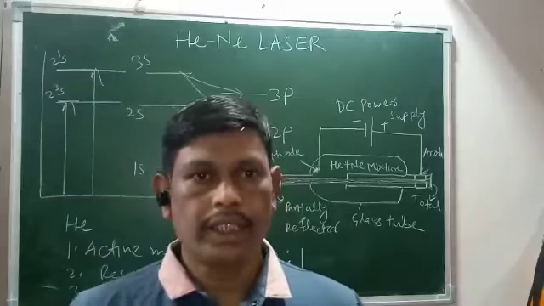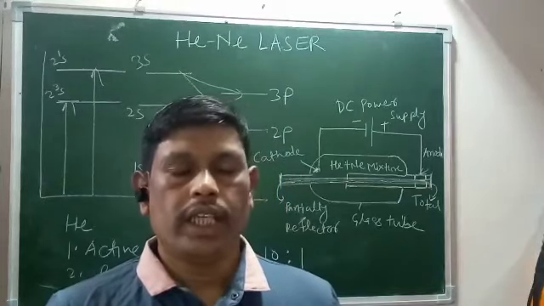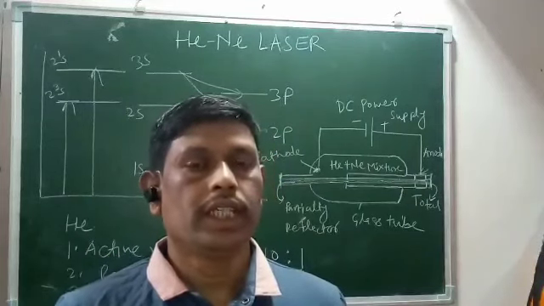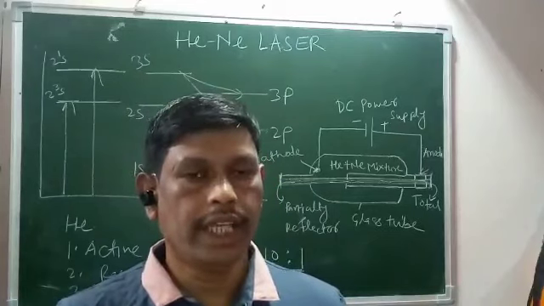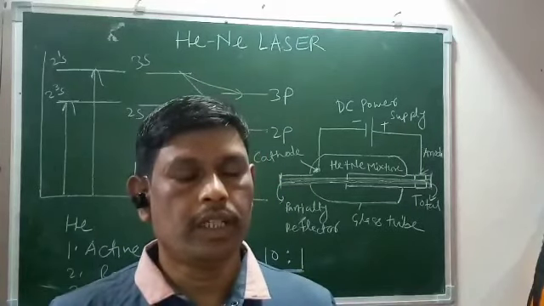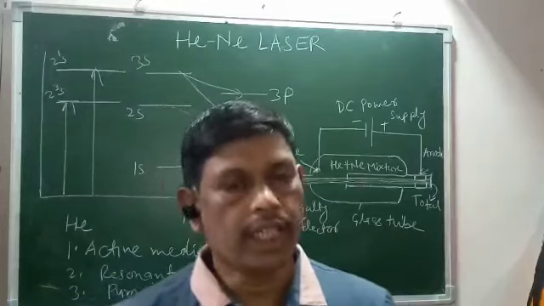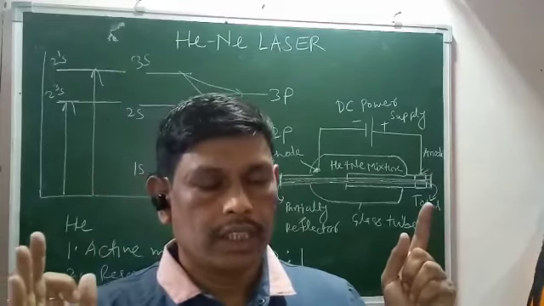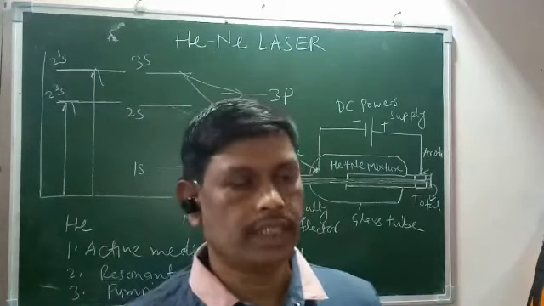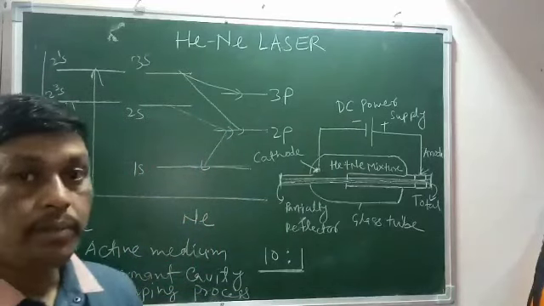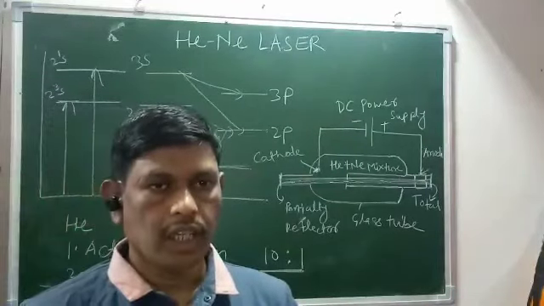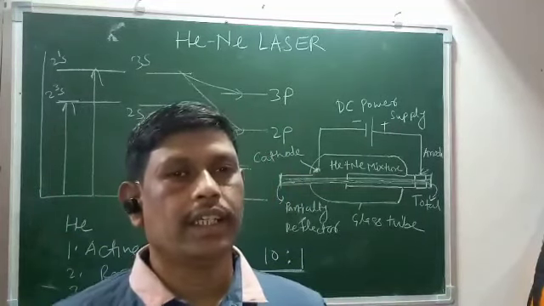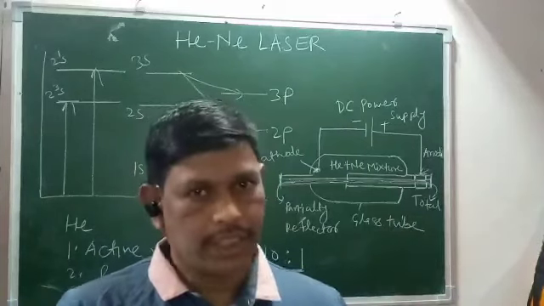From the experimental point of view, the energy state of helium is almost a metastable state, and the values of that state are around 19.81 electron volt and 20.66 electron volt. That will be discussed later in this video lecture. So here the active medium is a mixture of helium and neon. Helium is the host material and neon is the active center.